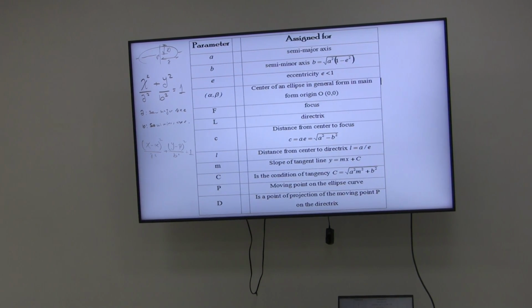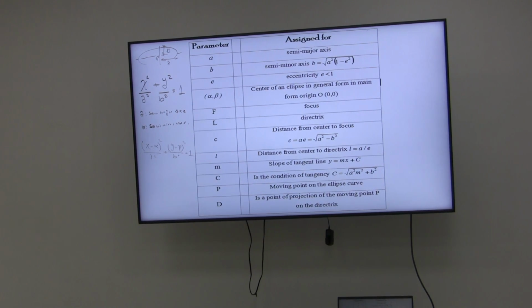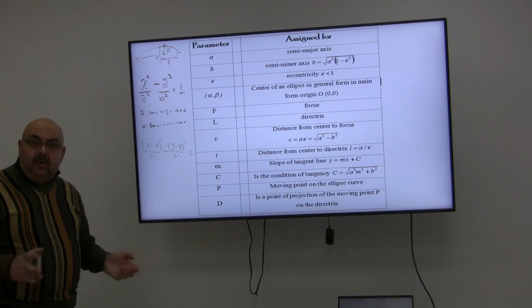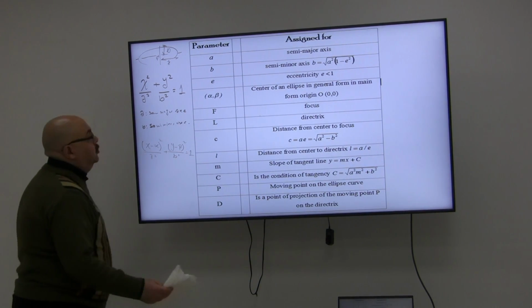I have a question. Nada, what if A is equal to B? What's it going to be? Circle. Yes, exactly right. Okay? So it's really very simple as I told you.